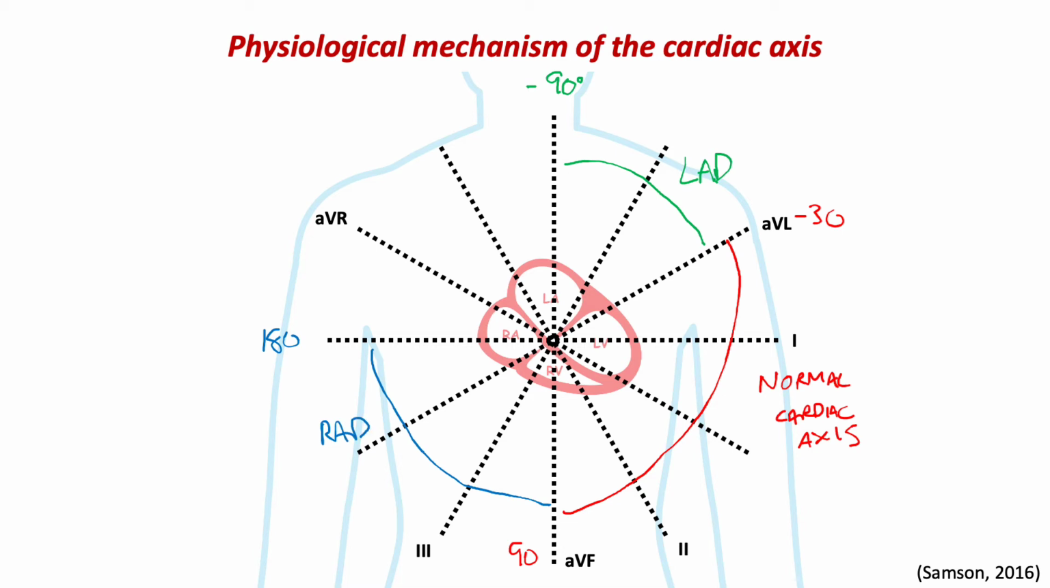And rarely, the axis can shift even more into what is sometimes referred to as no man's land, or I prefer the term extreme right axis deviation. That basically means that the impulse is traveling somewhere between 180 and negative 90 degrees. This is pretty rare and is usually associated with severe illness like ventricular arrhythmia.